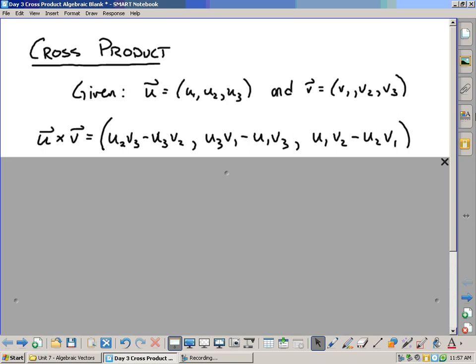So quite simply, to take the cross product, all you have to do is do U2V3 minus U3V2 for the first component. For the second, it's U3V1 minus U1V3, and simply for the third one, it's U1V2 minus U2V1. Simple enough, right? So I'll give you a second to write that down.